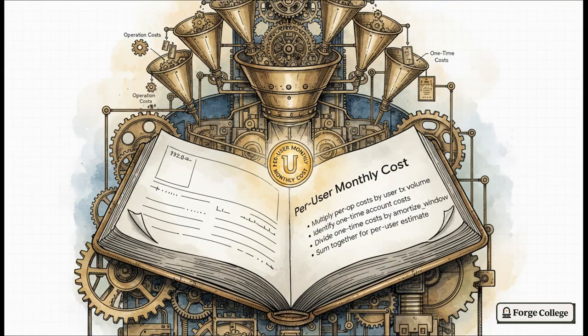Now we've got to scale this thing up. Knowing a per transaction cost is great, but what we really want is the monthly cost per user. To get this, we multiply our newly aggregated per operation costs by the expected transaction volume for a user in a given month.